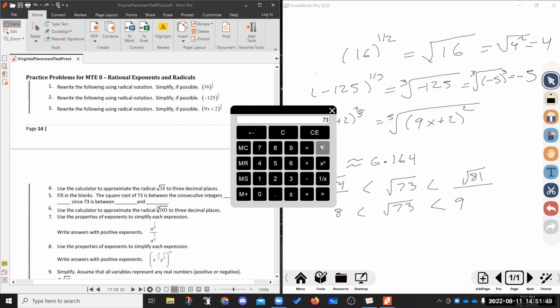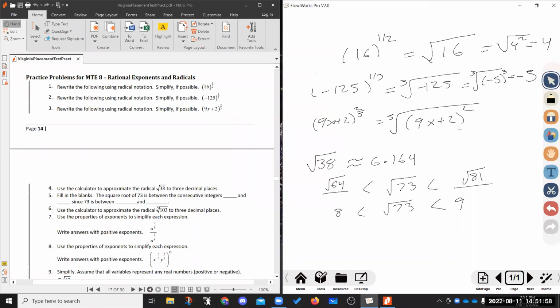Let's pull up the calculator and see what it is. 73, square root. Look at that, 8.54. I had a pretty good guess when I said 8.55, right?